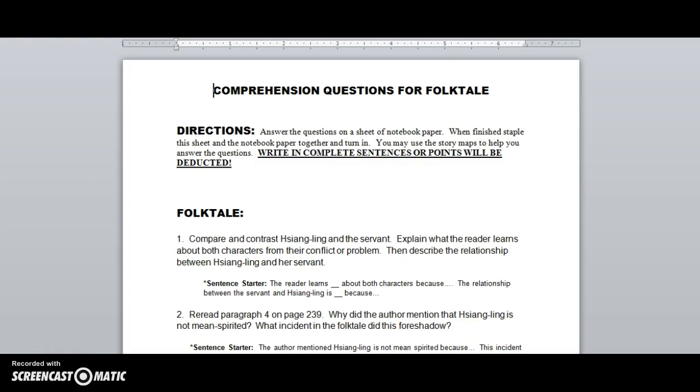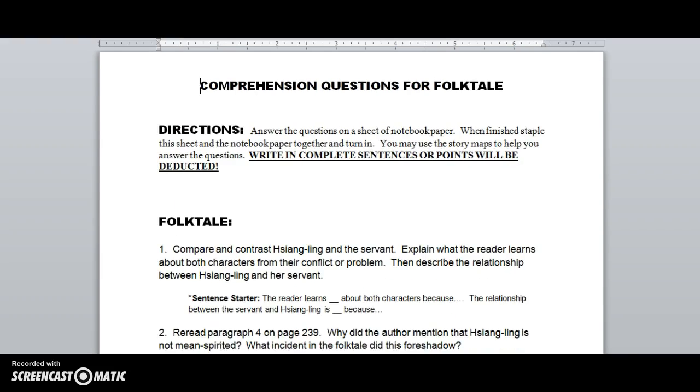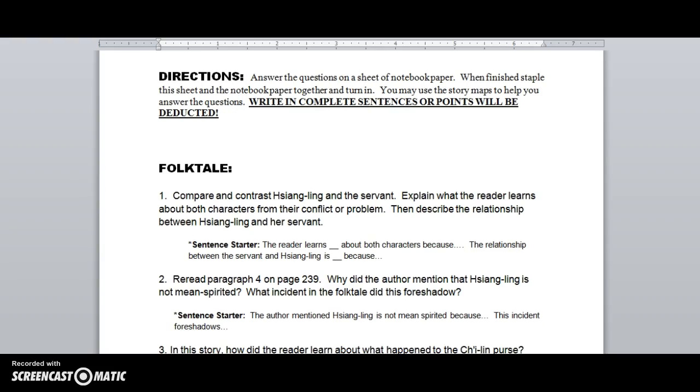Okay, so if you're struggling with the comprehension questions and you look at question number 1, it's asking you to compare and contrast Sing Ling and the servant. That means that you're going to look at how Sing Ling acts and how the narrator makes Sing Ling appear to the reader. Is she nice? Is she mean? Is she spoiled? Is she generous? Is she appreciative? Is she caring? And you're going to look at how the narrator describes the servant. And you're going to tell me what's the same and or what's different between the way that Sing Ling is and the servant is in the story.